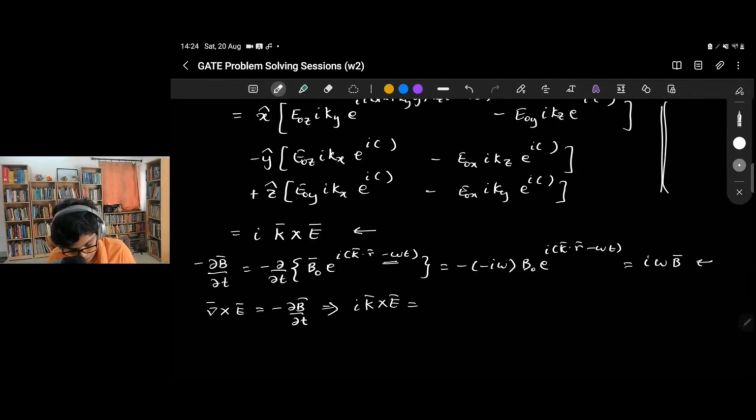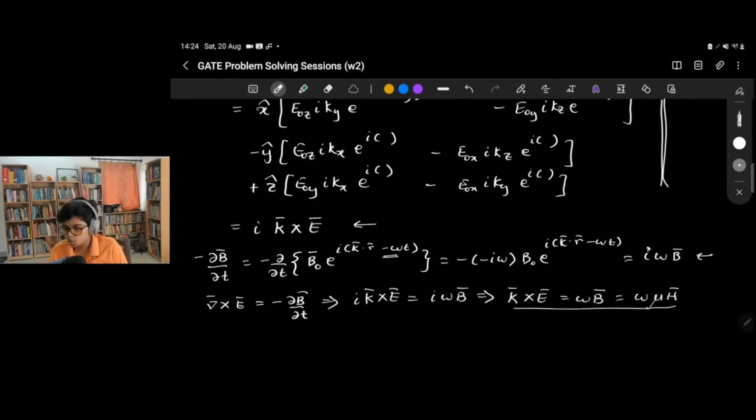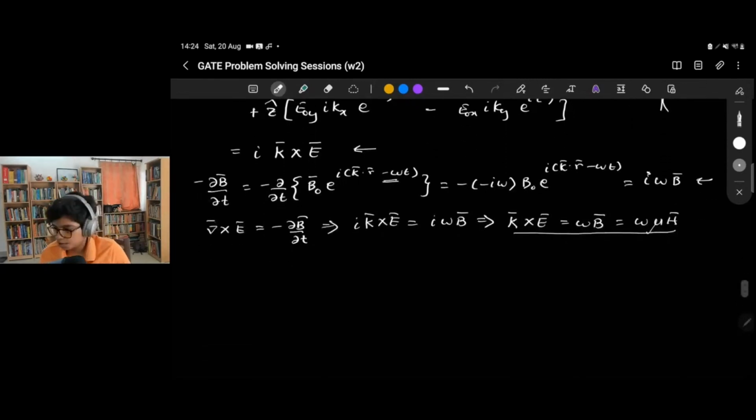Oh, sorry. This is not minus, this is plus only. I said minus, but this is plus. So i k cross E is i omega B, and cancelling out i from both sides, you get k cross E is equal to omega B, and B is nothing but mu times H. So you get the following: k cross E is equal to omega mu H. So this is from the third Maxwell's equation.